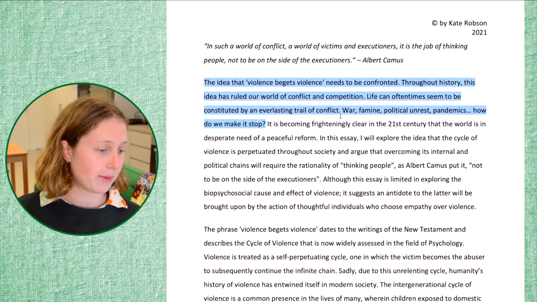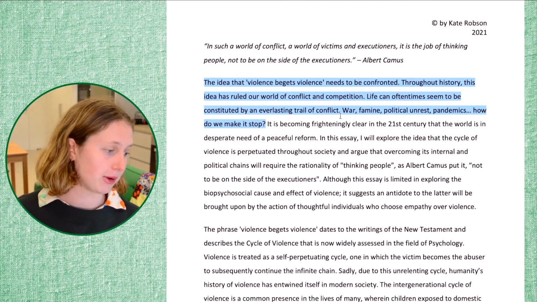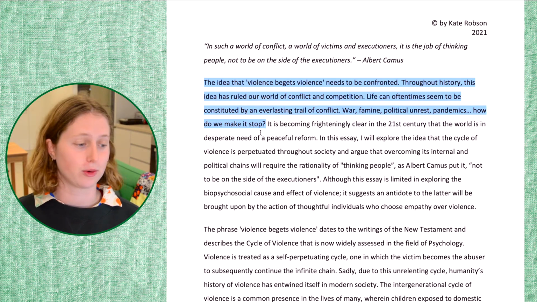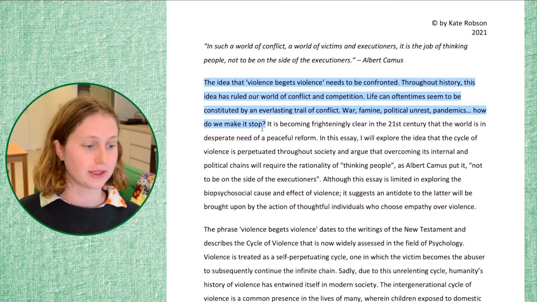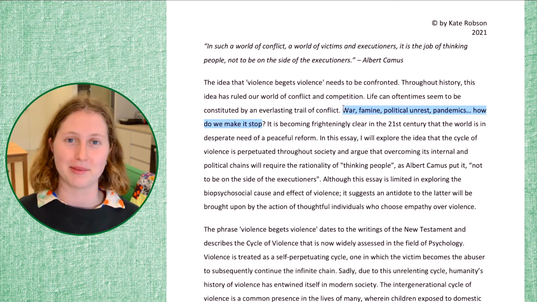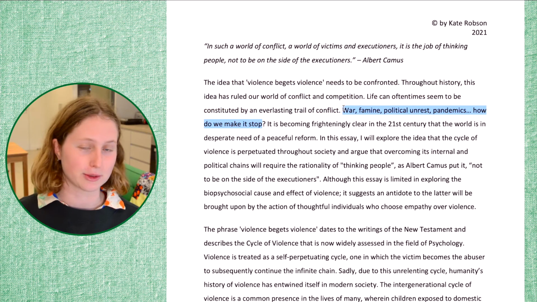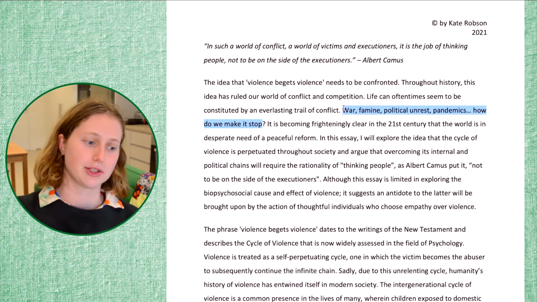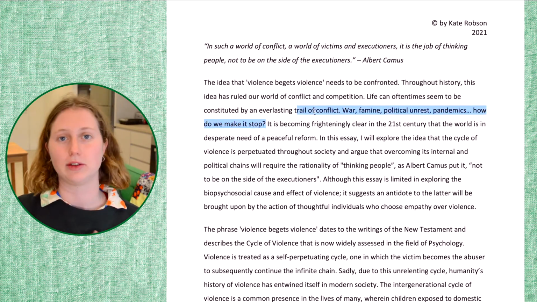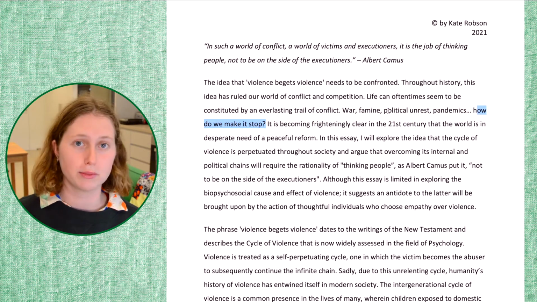Then I say war, famine, political unrest, pandemics, how do we make it stop? That sentence is quite a strong one because everyone's obviously experienced political unrest and a pandemic in the last couple of years. So it's also capturing the reader's attention by saying that. Then we say, how do we make it stop? Which is quite informal, but it gets to the point.